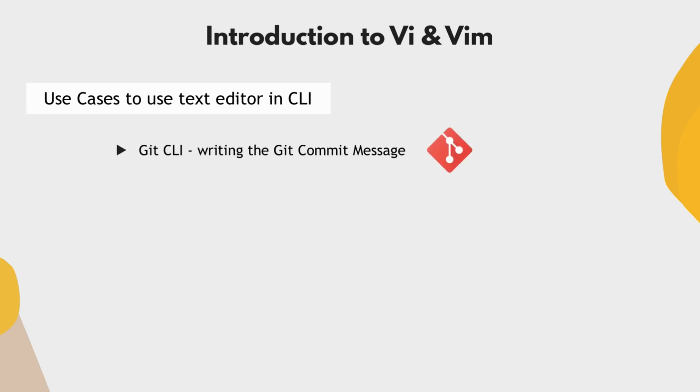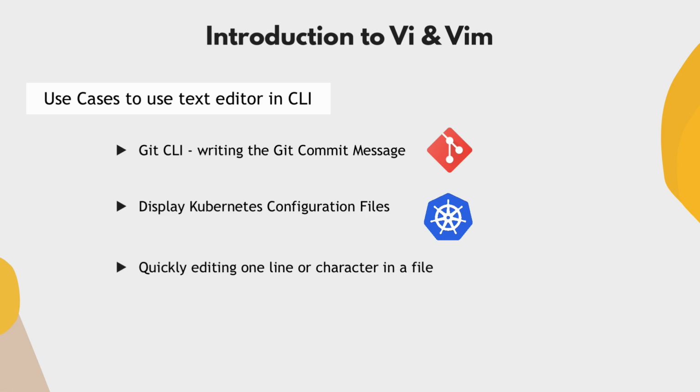When working with Git in the command line interface, I use the VI text editor just for writing the commit message. I also use it to display Kubernetes configuration files, maybe just to check that they are correct, or maybe look up something instead of opening that in a graphical editor. It's much faster, especially if I'm already working in the command line interface executing some Kubernetes commands. And the third common use case where I use the VI or Vim editor is if I want to change a configuration file, maybe of an application, where there is just one line or one word that I want to edit. So again, it's faster to open it directly in the command line interface.